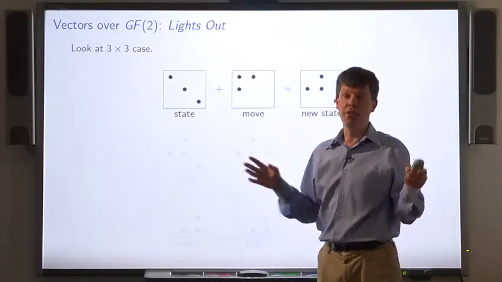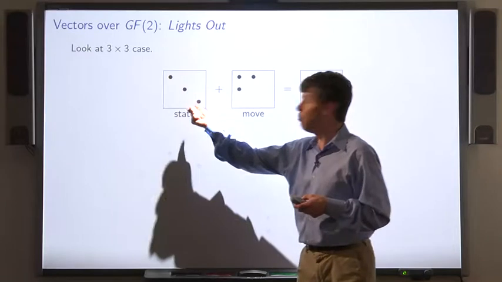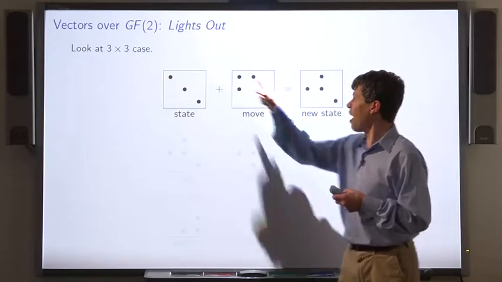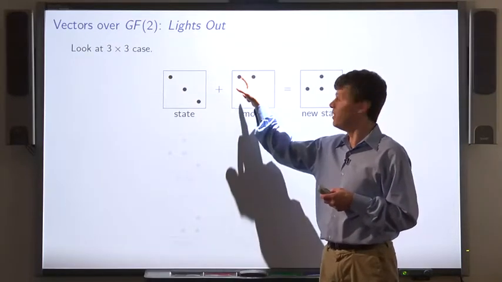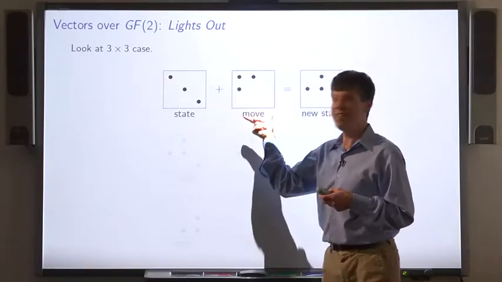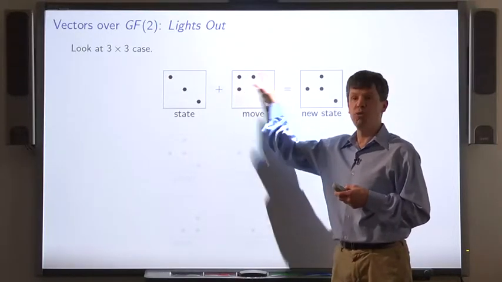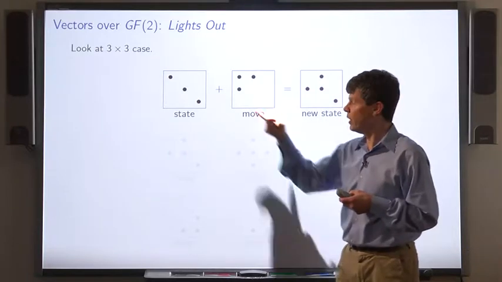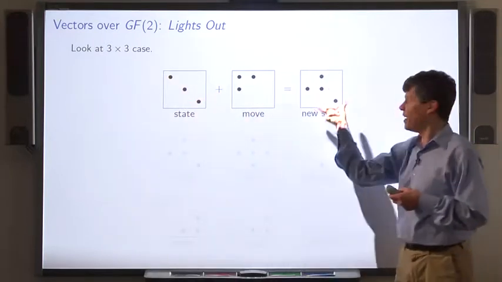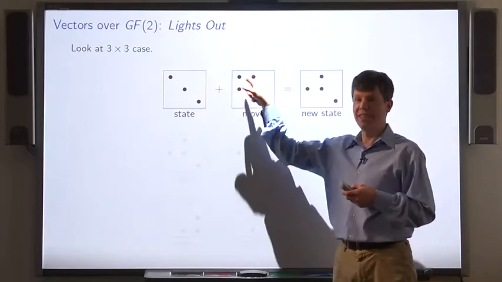Let's look at the 3 by 3 case. So suppose this is the state of Lights Out, and we push the button in the top left. Well, the button in the top left toggles the light in the top left, the light immediately to its right, and the light immediately below it. So this is the move vector corresponding to that button, where the dots represent ones. If we add this vector to the vector representing the state, we get this vector, which represents the state obtained by pushing that button.